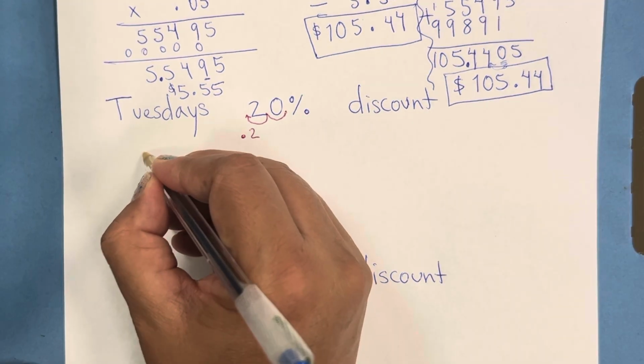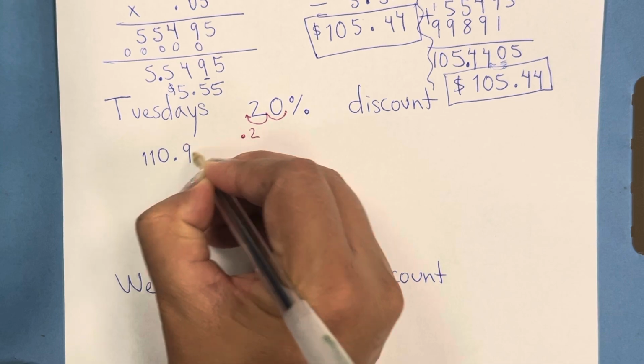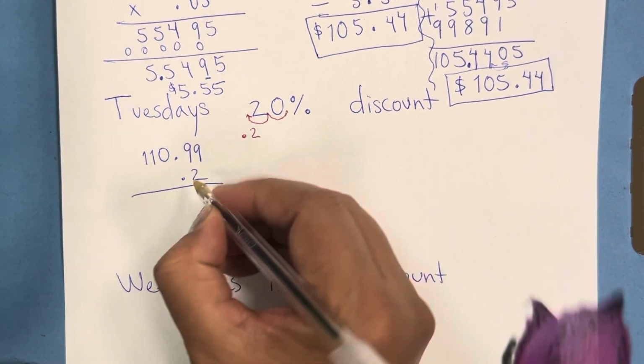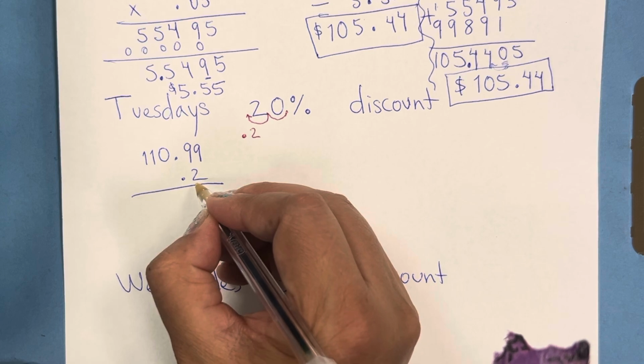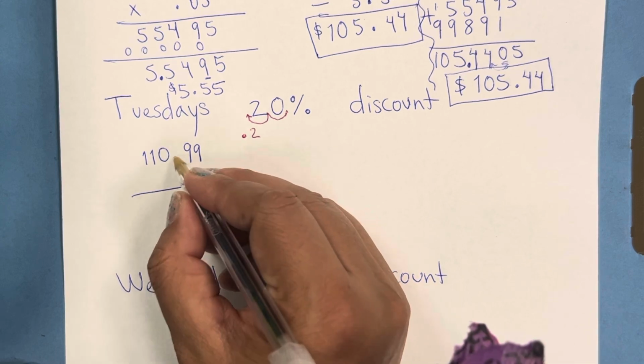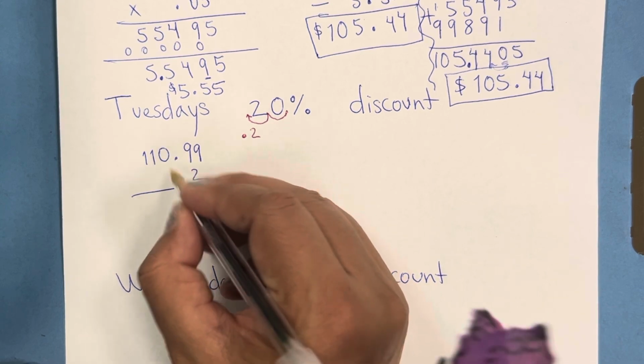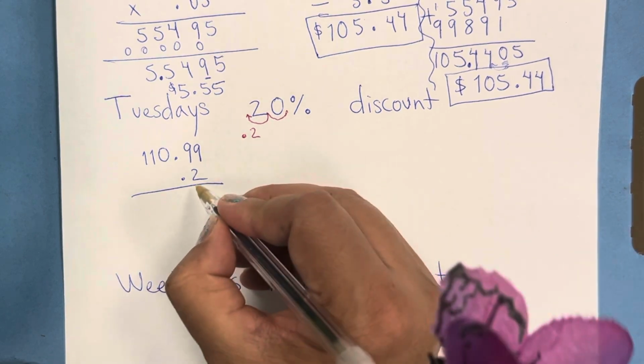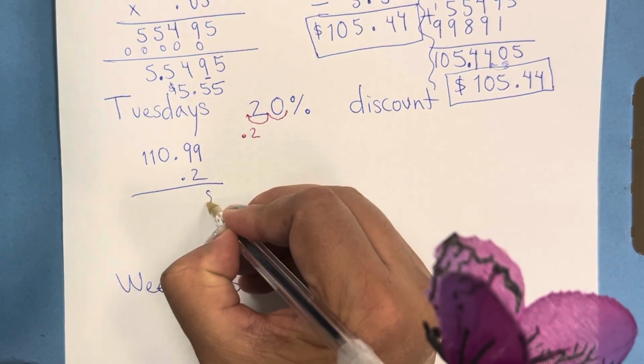The price was $110.99 multiplied by 0.2. This is the discount. I'm doing the discount right now. So 2 times 9. Notice how when we multiply, we ignore the decimals. We just move it at the very end. So 2 times 9 is 18, carry 1.